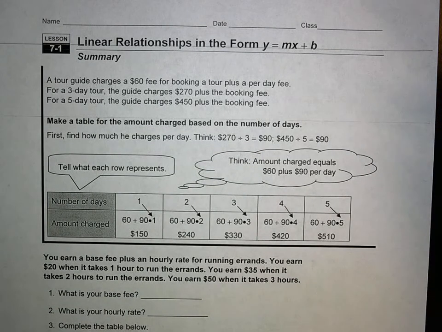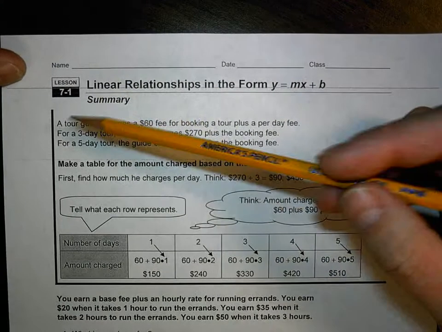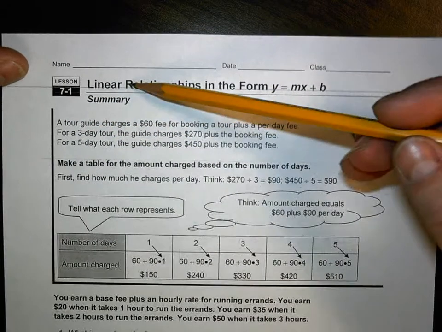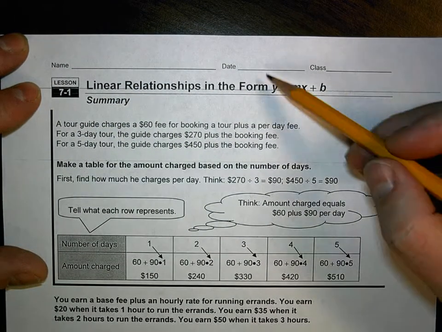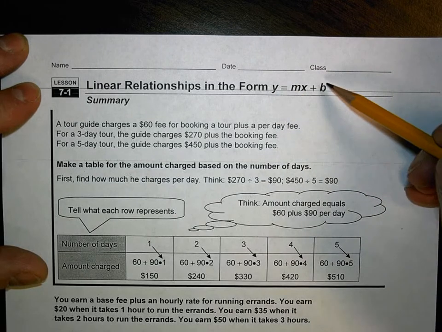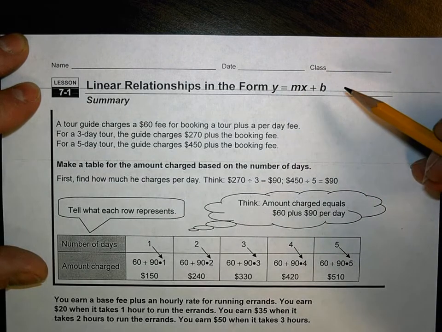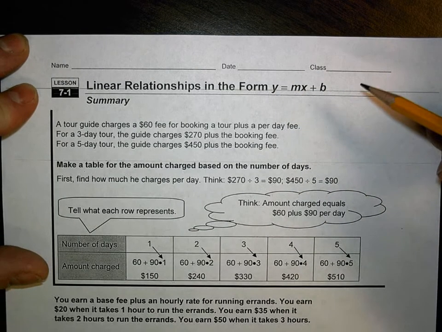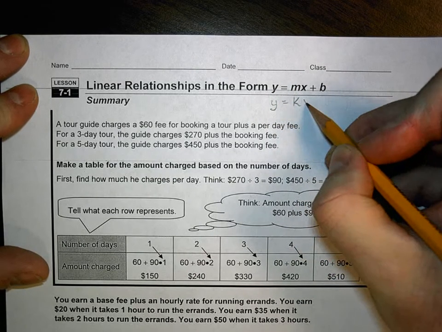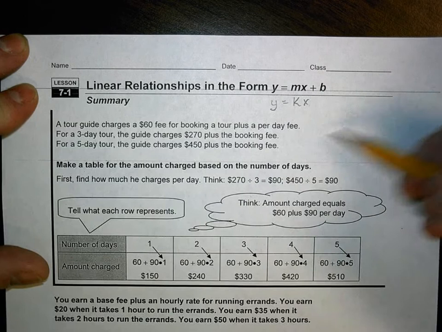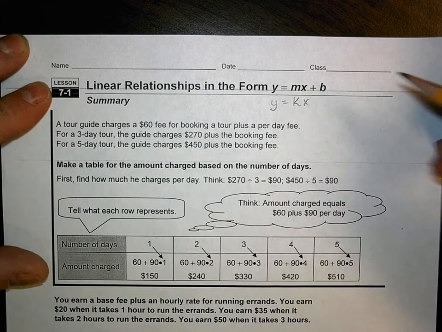So this lesson is Unit 7, lesson 7-1, and we're talking about linear relationships in the form y equals mx plus b. Remember that y equals mx plus b is the slope-intercept form, and we've been playing with an equation that's very similar. We've been doing y equals kx. Believe it or not, they're the same equation, just used differently.